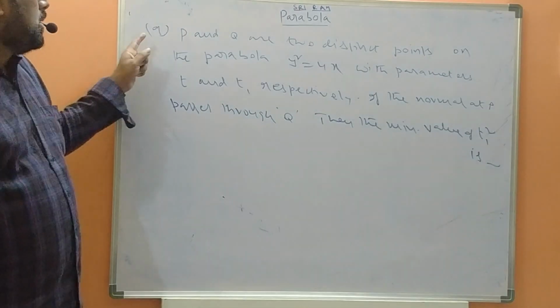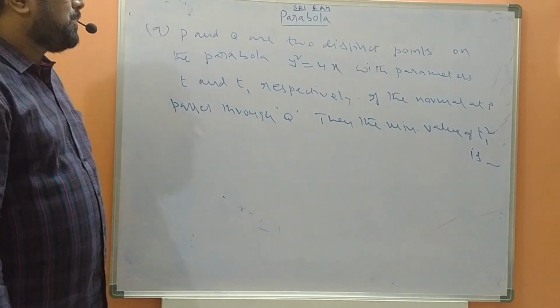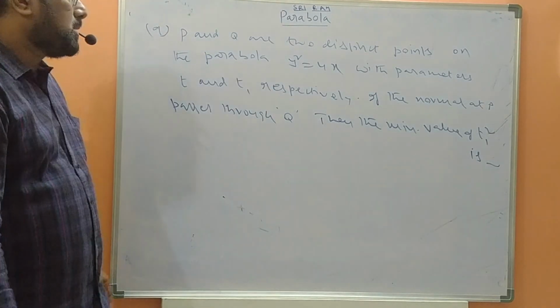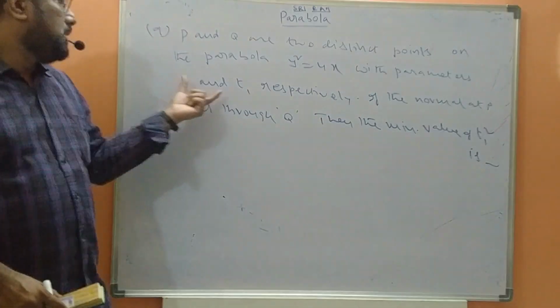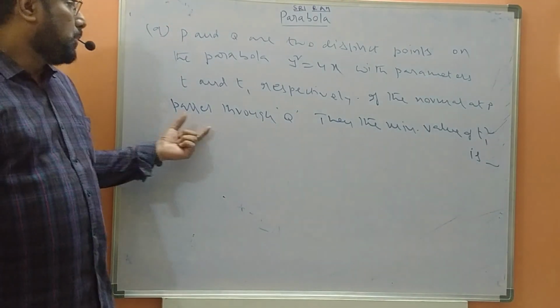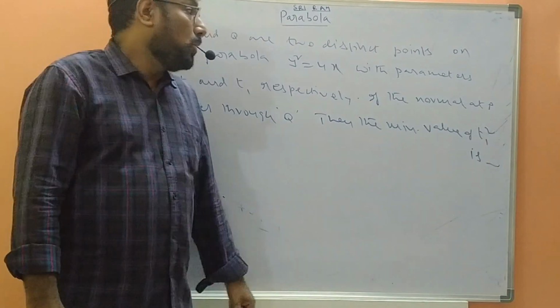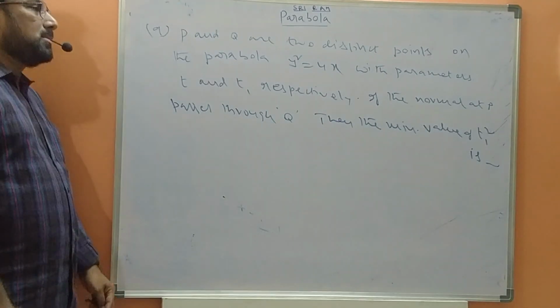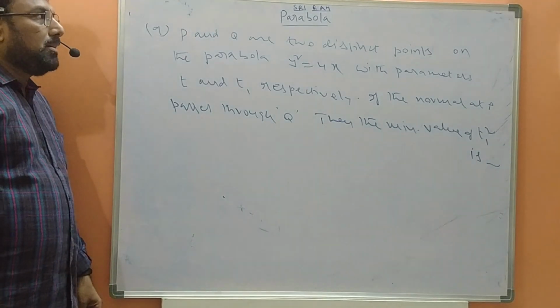Question number 9 now. P and Q are two distinct points on the parabola y square equal to 4x with the parameters t and t1 respectively. If the normal at P passes through Q, then the minimum value of t1 square is, that is what you have to find.